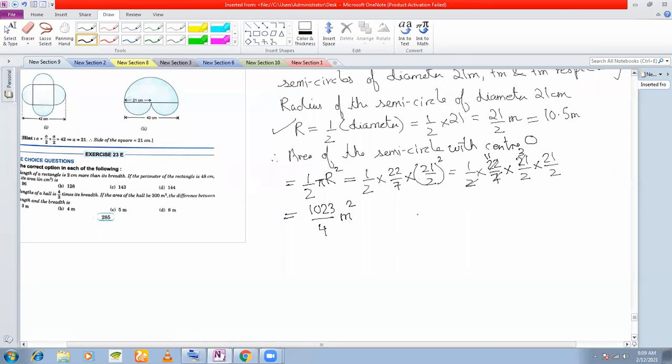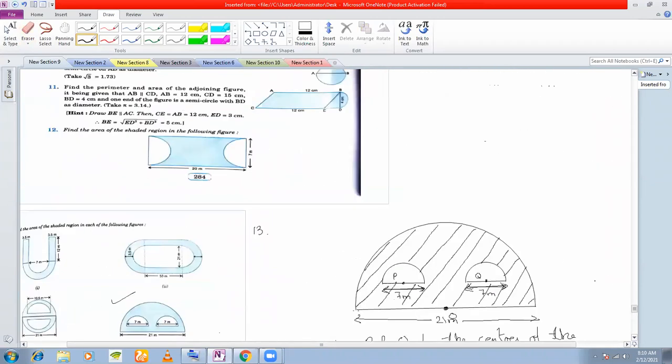Excuse me, sir. Yes. Sir, where you have written 1023, there it will be 693. 33 into 21. Let me just check once again my multiplication. Yes, it's 693. 693 by 4. So let's keep it as a fraction. Okay. Now we shall find out the area of the smaller semicircles.